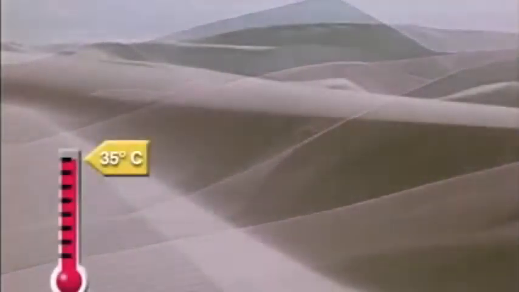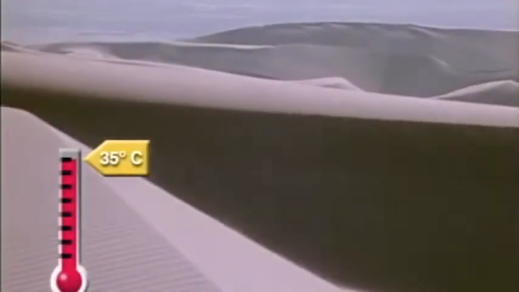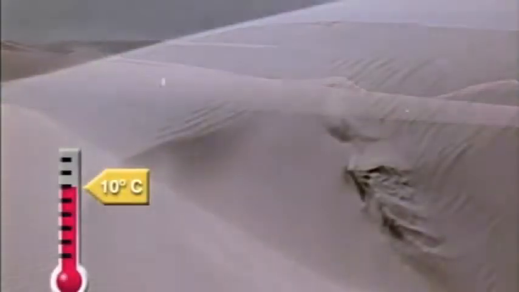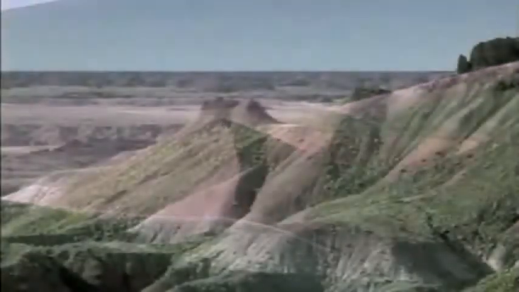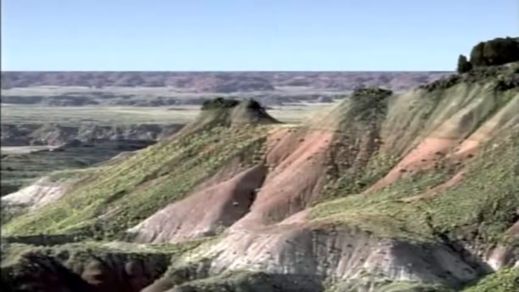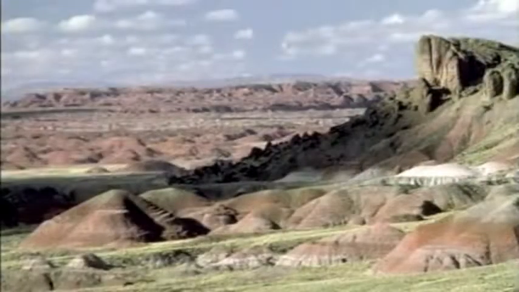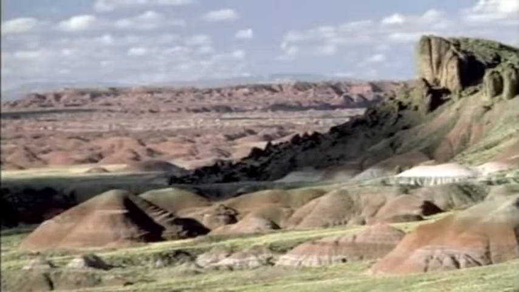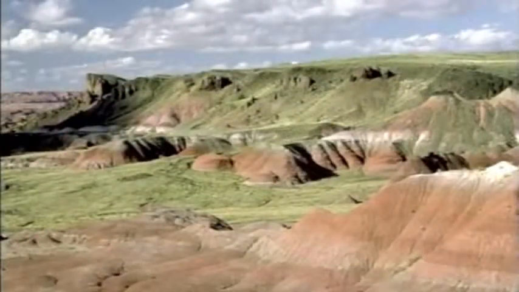Temperatures range from about 35 degrees Celsius during the day to 10 degrees Celsius at night. It stretches across almost 9.1 million square kilometers. Another kind of desert is cold and dry, like the Gobi Desert in northern China. This desert stretches across almost 1.2 million square kilometers.